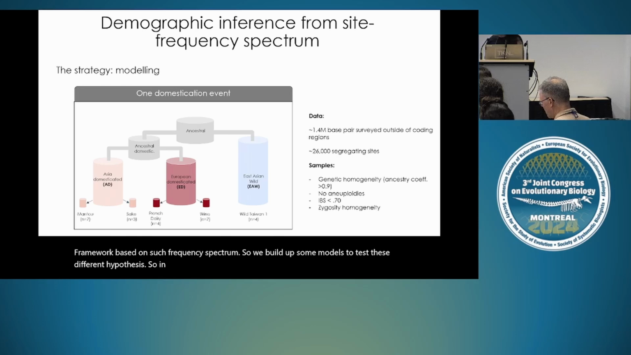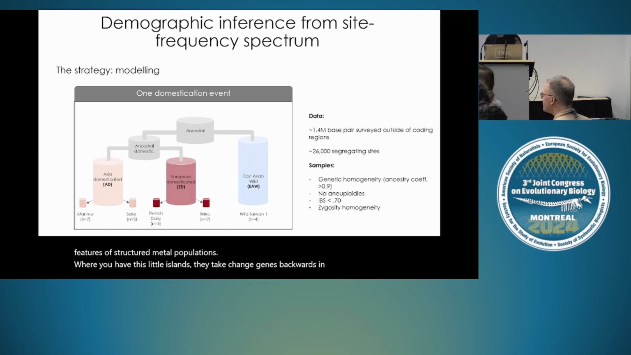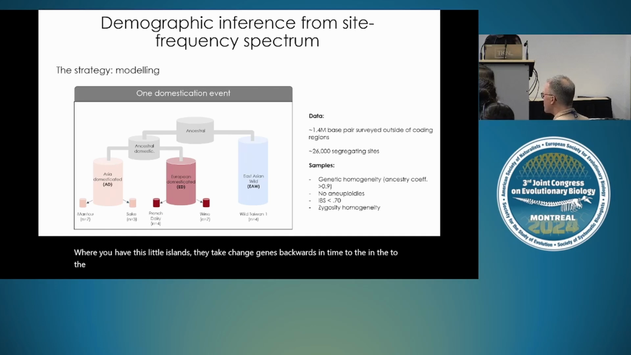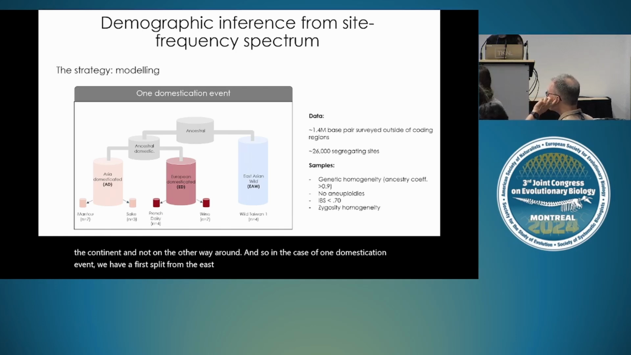In the case of the one domestication model, I modeled the evolutionary history of the Asian domesticated and European domesticated clades as a hierarchical continental island model. These models are known to capture the features of structured metapopulations, where little islands exchange genes backwards in time to the continent, and not the other way around. In the case of one domestication event, we have a first split between the East Asian wild populations and the ancestors of the domesticated strains, followed by the divergence between these two groups.